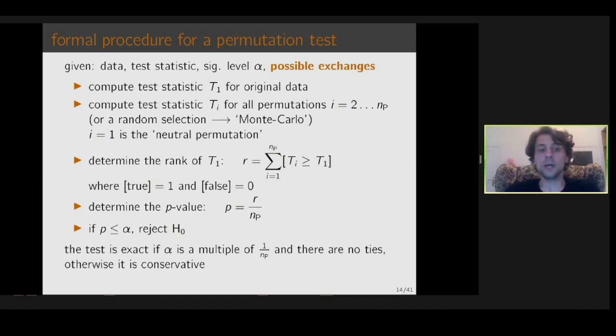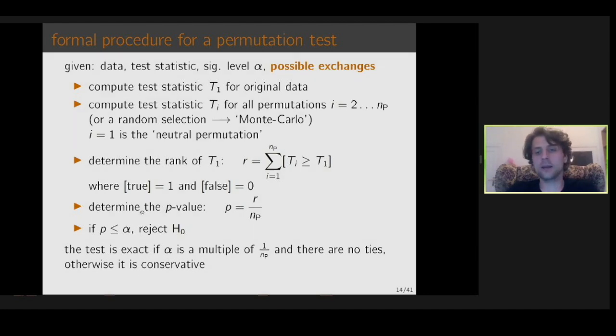Next, we determine the rank of T1 within all test statistics Ti, which happens using this sum. So for each possible permutation, we're checking whether the test statistic Ti is larger than or equal to the test statistic computed from the original data. And if it is, we're adding up 1 to this sum, such that the whole sum would then give the rank of T1 within all the Ti's.